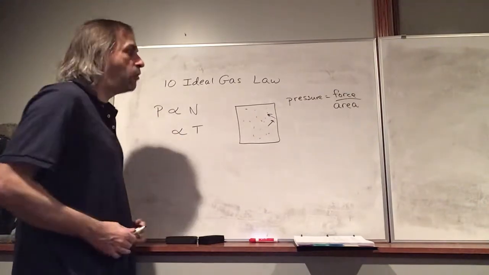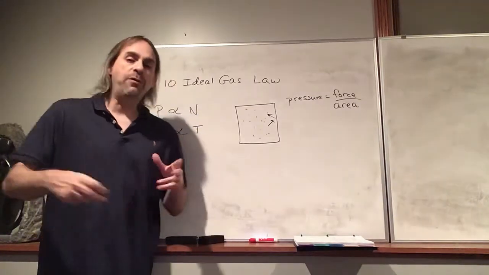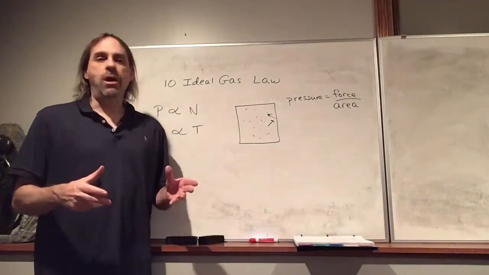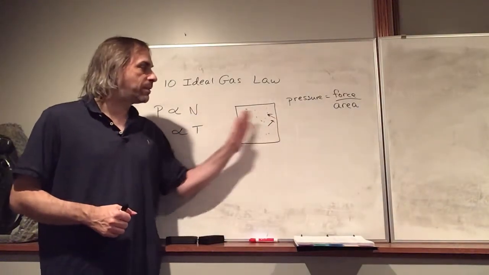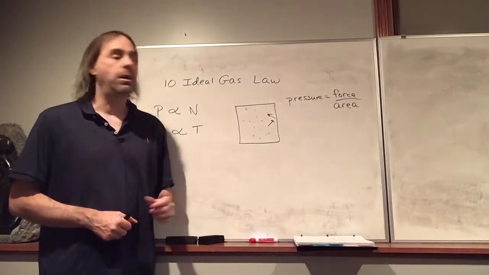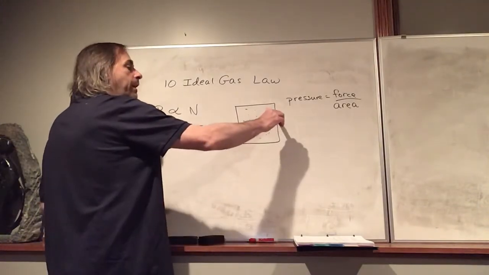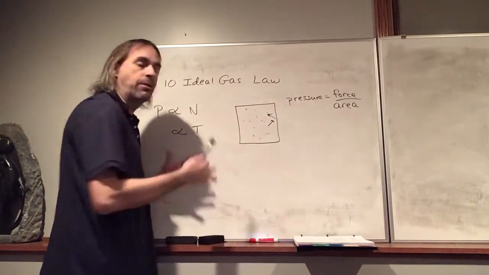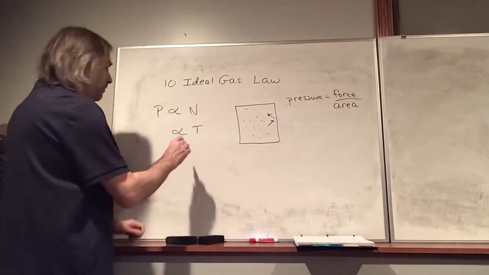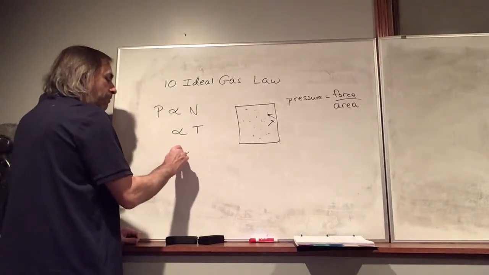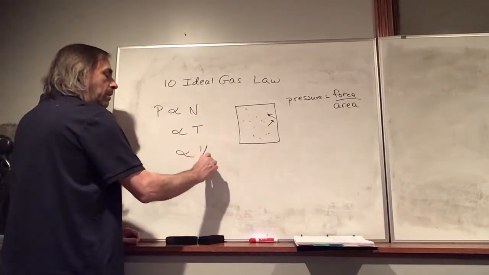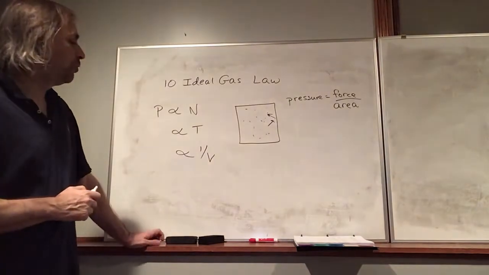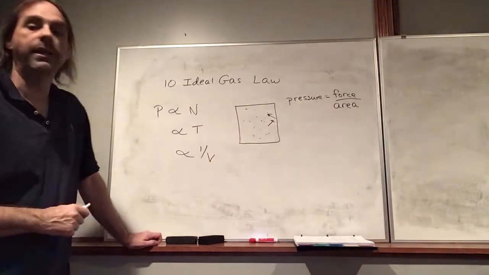Now, what about the volume of this container? What if we have a bigger container? Well, it's going to take longer for these molecules to hit the wall. Say it's going to hit this wall, and it's going to bounce around and hit the wall again. Well, the bigger the container, the longer that's going to take. And so we can also say that the pressure is inversely proportional to the volume of the container.